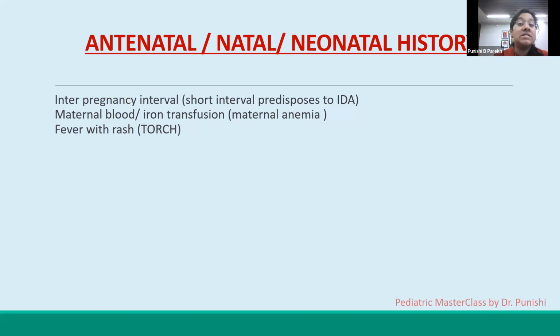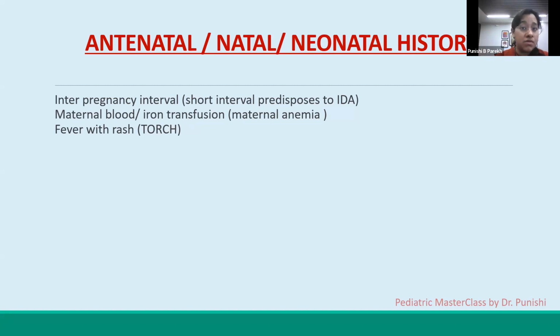So if she has conceived within 2 years again, and the mother herself is malnourished, there's not been enough time for the replenishment of nutrition and iron stores. Then again, if the mother is anemic, there's a chance that the child is going to be anemic because there is lesser transmission of your nutrition and iron stores from the mother to the child. Whether there's history of blood transfusion or iron transfusion in the antenatal period in the mother again points towards maternal anemia, which for the same reason again can lead to childhood anemia.